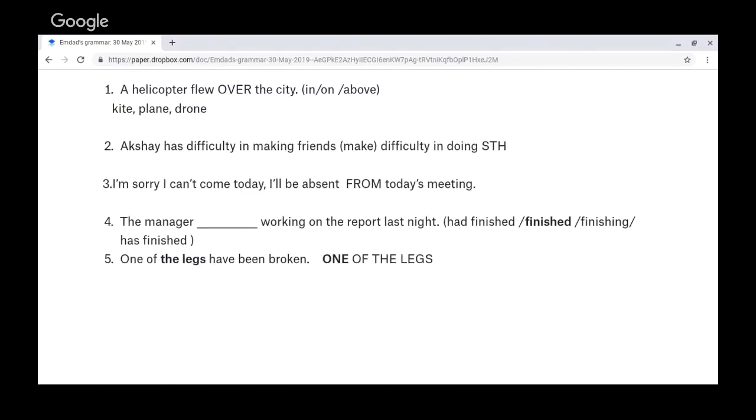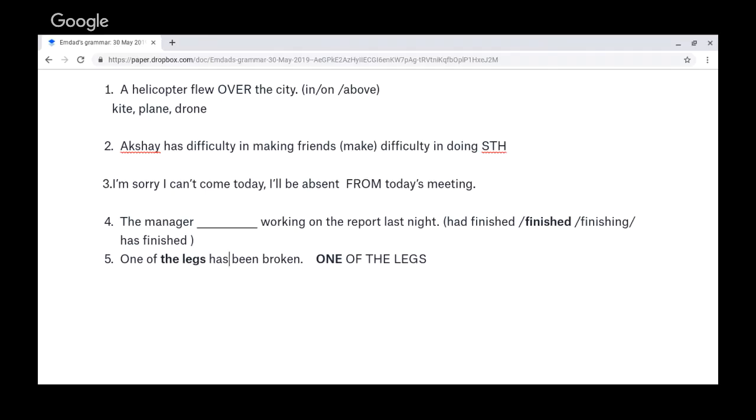So yeah, the focus will be on one. So tell me, one has or one have? Kaise bologe? One has, obviously. So the answer is has. So has was right. Is it clear? It was just a trick to deceive you. So one of the legs has been broken.